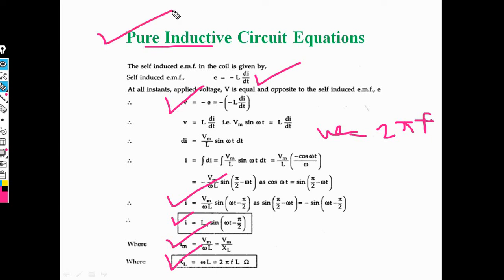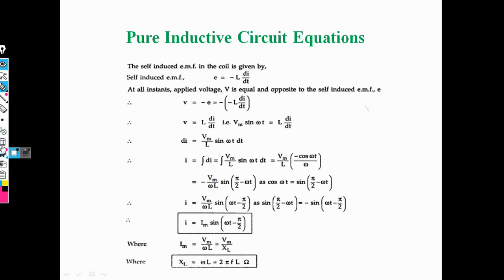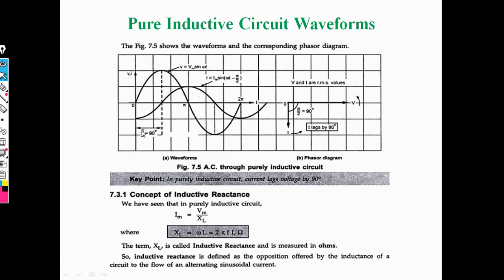Also we need to find the power equation, and we also need the waveform. Now this is the pure inductive circuit waveform, that is the phasor diagram of voltage and current.